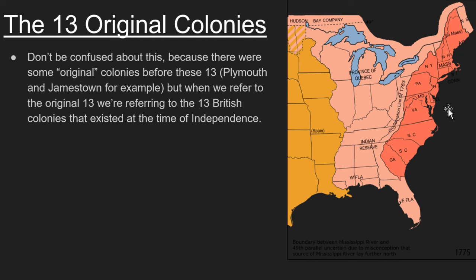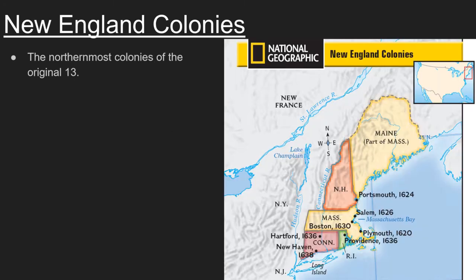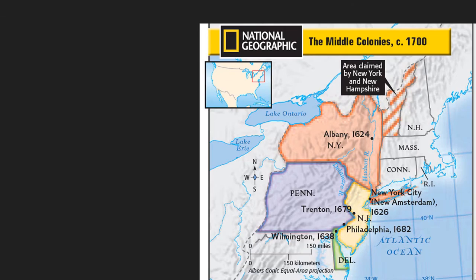The bright pink are some of these original 13 colonial areas. And let's move on to the specifics. The northernmost colonies of the original 13 are called New England. We think it starts with an N: New England, North. Be looking at the maps while I'm talking here. Keep your focus there so you have an idea of what's going on. You see the inserts on this map and the following map so you can get an idea of where this is in relation to the rest of the country.